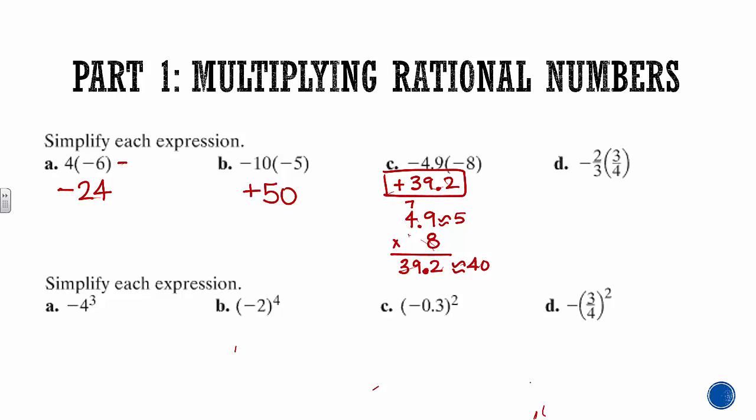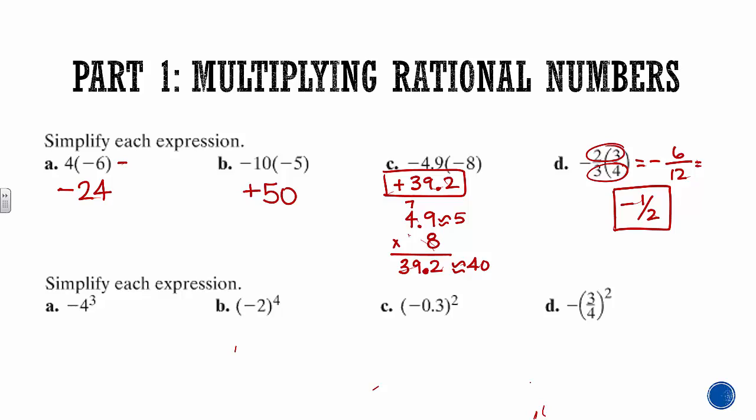And the next one, we only have one negative here, so we know our answer is going to be negative. And then fractions are awesome with multiplication because all you have to do is multiply everything on the top together and then everything on the bottom together. So 2 times 3 is 6, and 3 times 4 is 12. And in this case, we can simplify it. So let's simplify this to negative 1/2.